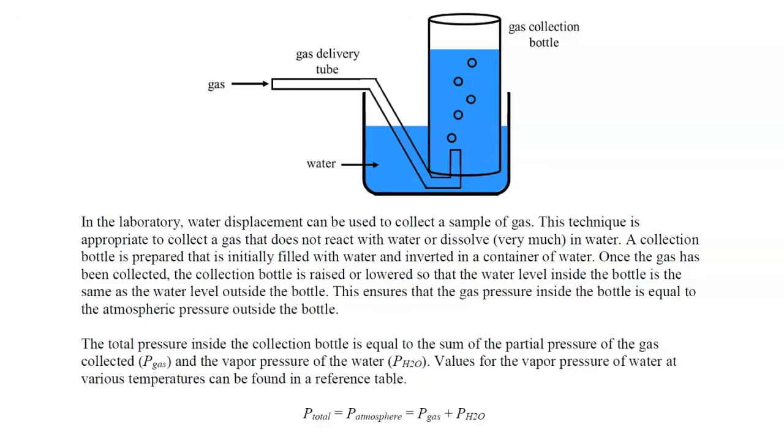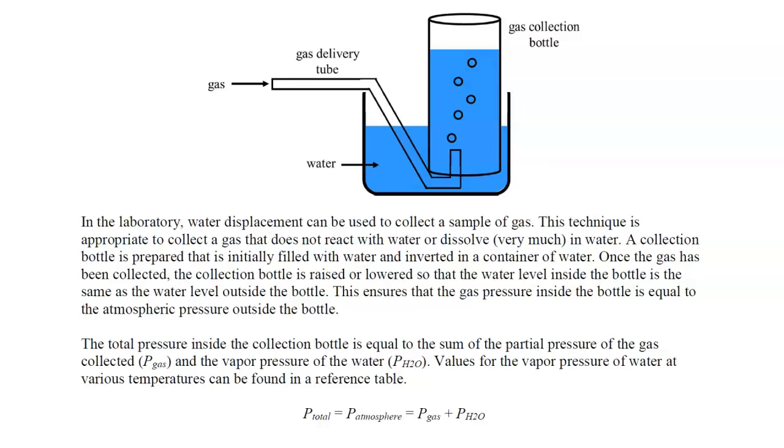So the total pressure is the sum of the pressure of the gas collected and the vapor pressure of the water. And you can look them up in a table. You can look up values for the vapor pressure of water at various temperatures in a reference table. So this equation says that the total pressure of the gas that was collected in this gas collection bottle is equal to the atmospheric pressure or the barometric pressure, and it's the sum of the pressure of the gas collected plus the vapor pressure of water at a particular temperature.